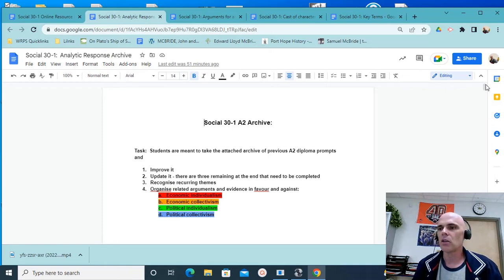Second thing, we also have a cast of characters. These are the people that are recurring. We need to understand what do they believe about government and role as citizens, economics and politics and social nuances and connections to individualism and collectivism. We also have arguments for and against these major ideologies and this A2 document.